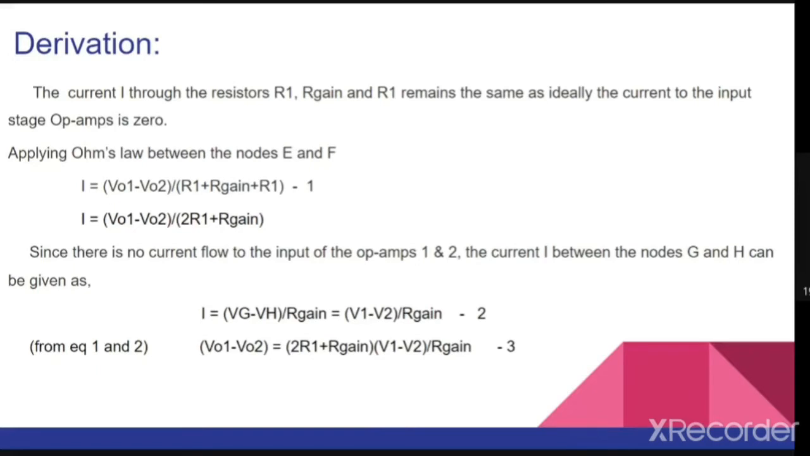Since there is no current flow into the inputs of op-amps 1 and 2, the current I between the nodes G and H can be given as I is equal to Vg minus Vh divided by R gain. It's equal to V1 minus V2 divided by R gain, minus 2. From equations 1 and 2, Vout1 minus Vout2 is equal to 2 R1 plus R gain into V1 minus V2 divided by R gain, minus 3.